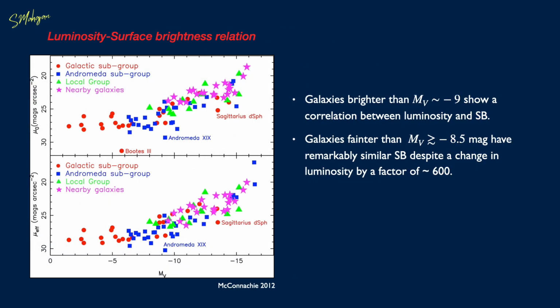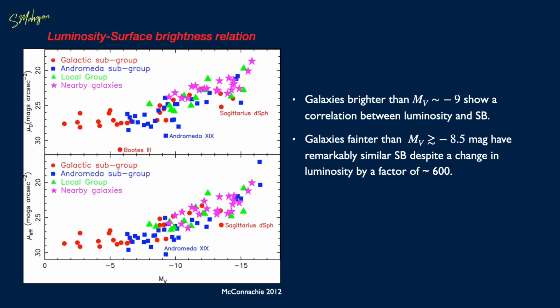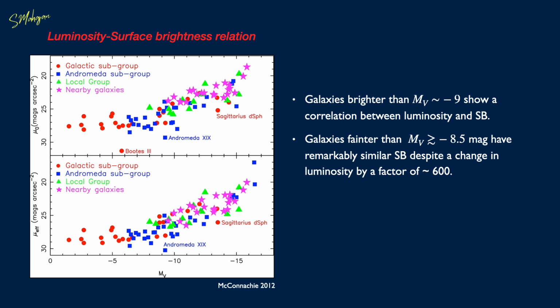Another interesting correlation of sorts is found between the surface brightness and luminosity of dwarf galaxies in the local group. In this figure, the top panel shows the central surface brightness, whereas the bottom panel uses the average surface brightness within the half-light radius. In simple terms, surface brightness is the luminosity of a galaxy per unit area. The half-light radius is the angular size from which half of the total luminosity of the object is received.